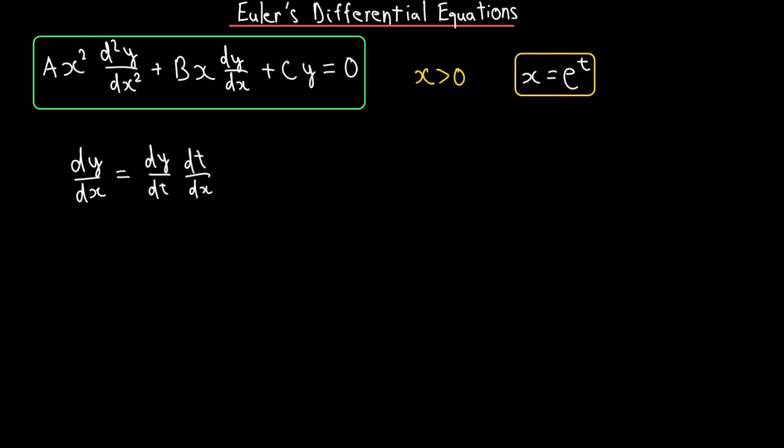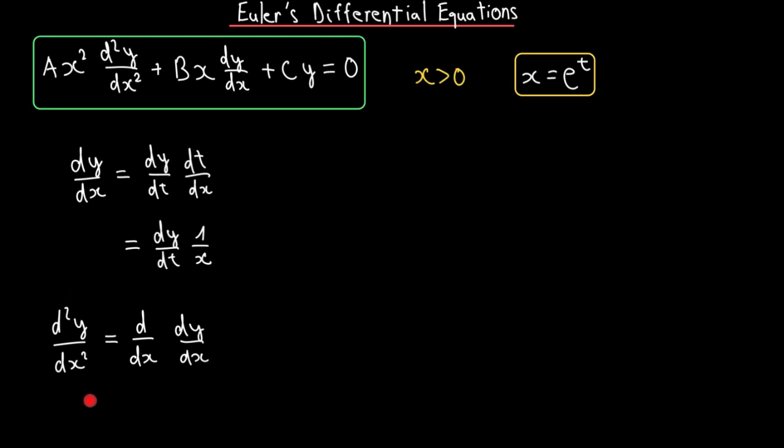Hence, dy by dx is equal to dy by dt times dt by dx. Well, that's just 1 over x, because that's what we wanted to get. And so now we need to find d squared y by dx squared. D squared y by dx squared is equal to d by dx of dy by dx. And the reason I'm writing it in this form is because you will see it helps us understand how we can take the second derivative and take the chain rule once again.